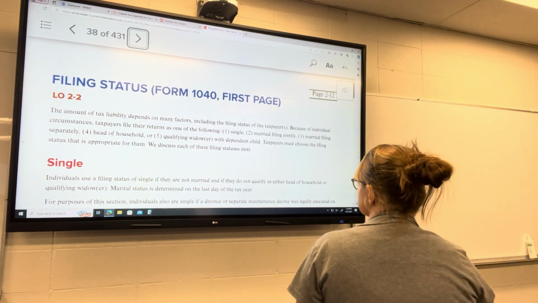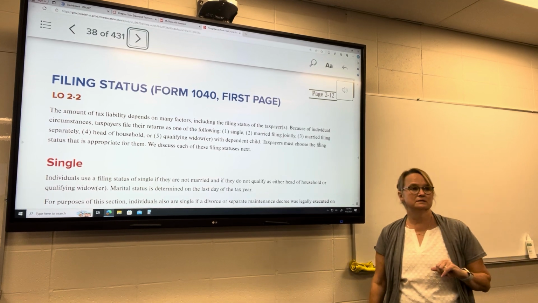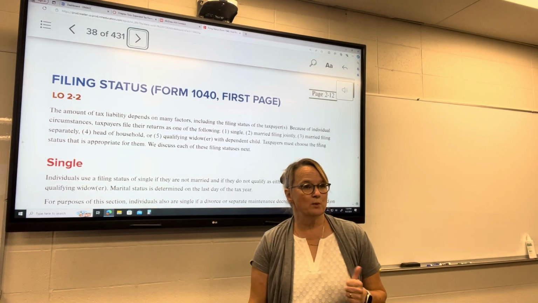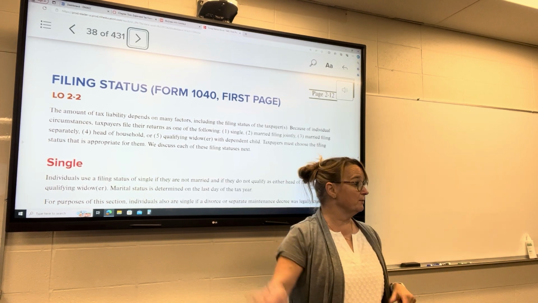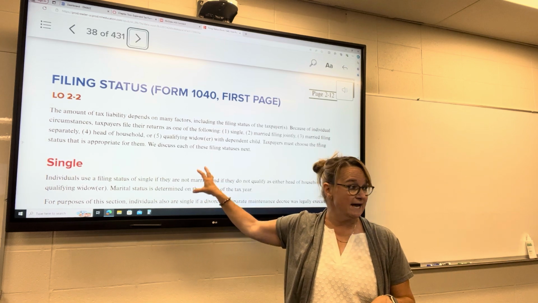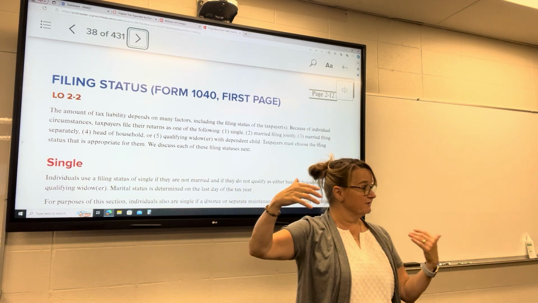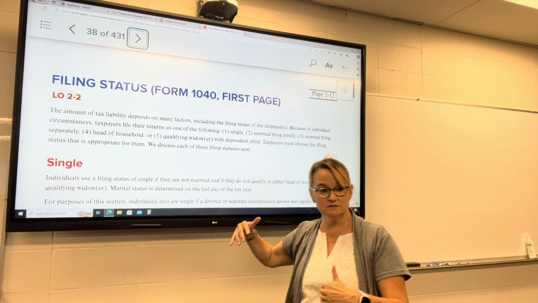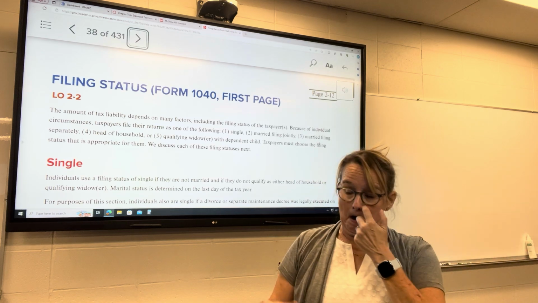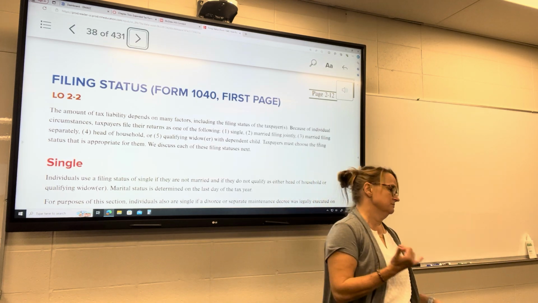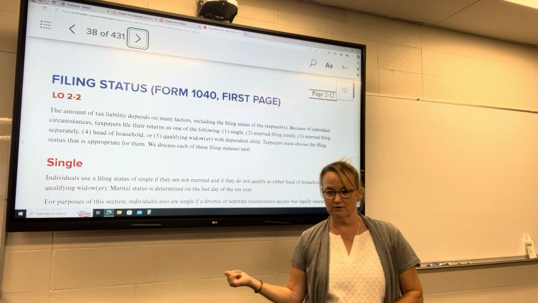Let's talk filing status. Filing status is important because it also helps determine tax rates. Remember the marginal tax rates that we looked at? That very first example was for the married filing jointly filing status, which means each filing status has its own brackets. So we need to know filing status because our tax rates are going to be different based on what our income is, depending upon our filing status.